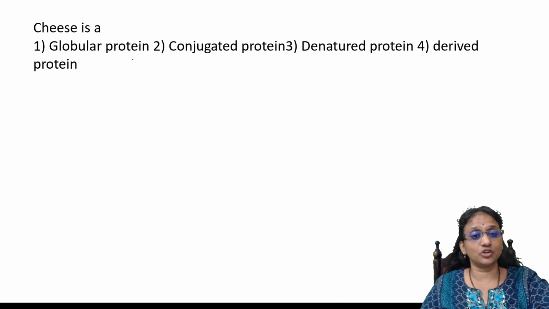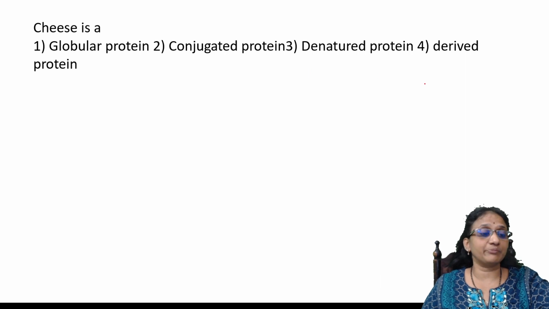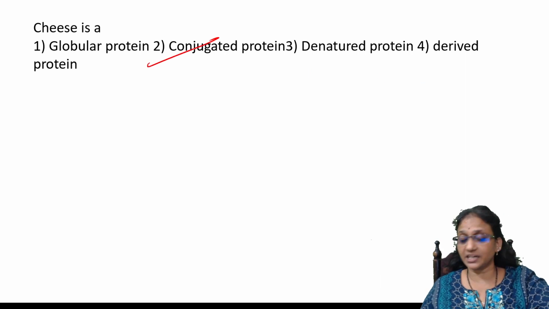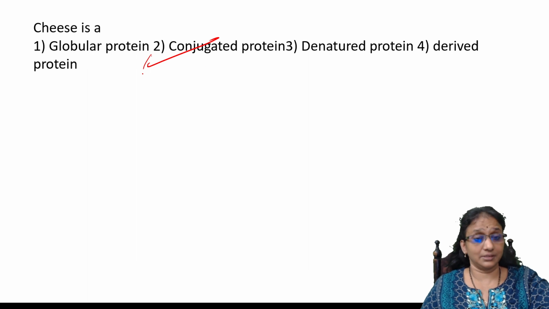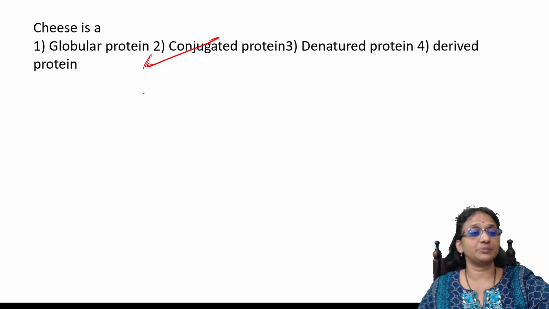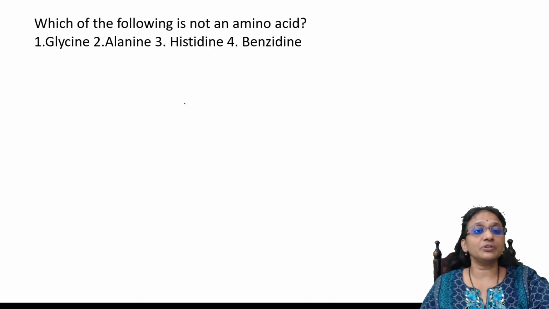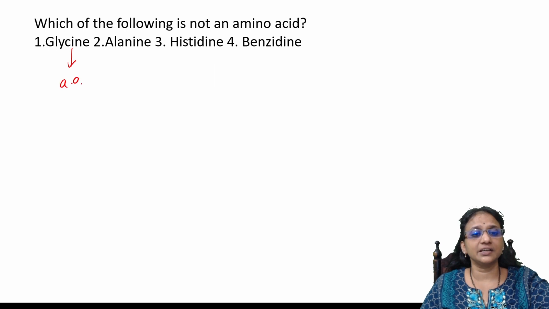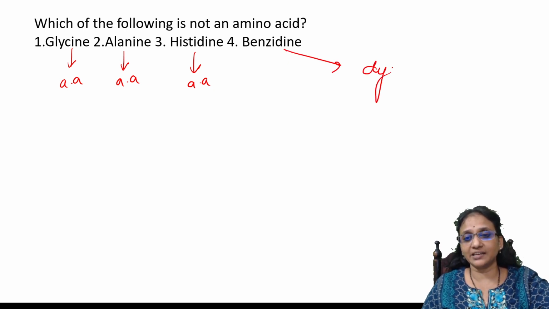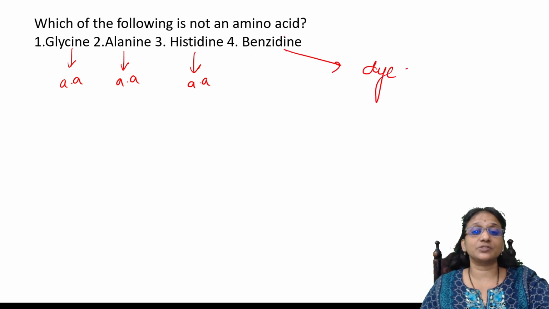Done. Next question. What is cheese? Is it a globular protein, conjugated protein, denatured protein, or derived protein? It is a conjugated protein. Remember, you can check it. The structure is complex. So it's a conjugated protein. Next question. Which of the following is not an amino acid? Glycine is an amino acid. Alanine is an amino acid. Histidine is an amino acid, but benzidine is a type of dye. So this is the answer. It is not an amino acid.